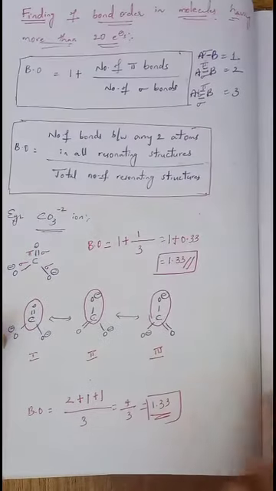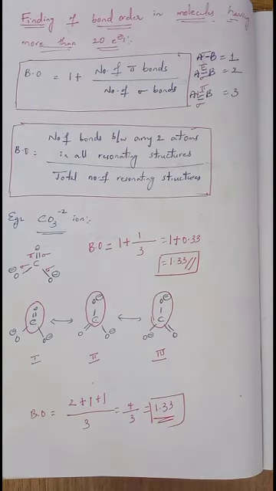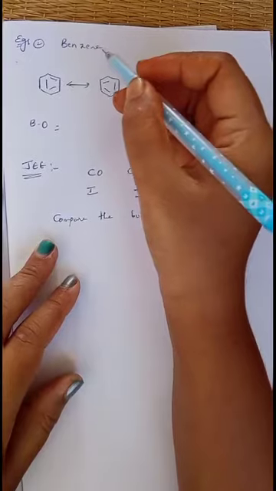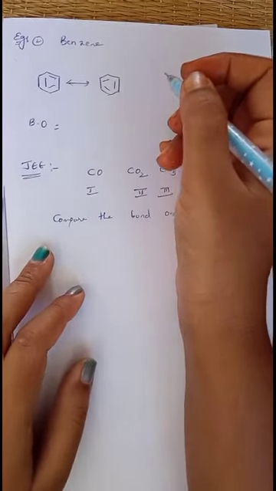So in this way we can easily find out the bond order for a molecule which is having more than 20 electrons. Now we'll take one more example. Here I have taken one more example, benzene. For that benzene we want to find out the bond order.